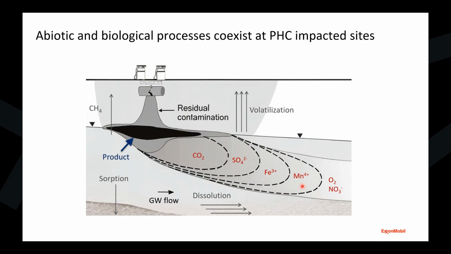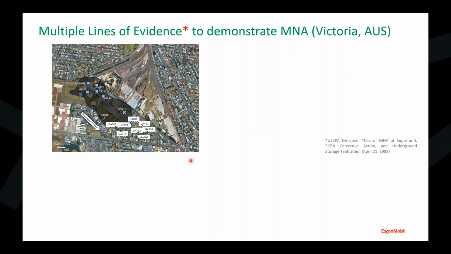And so, as you can see from this schematic picture, there are many different processes occurring at the same time. And because of that, we use multiple lines of evidence to assess MNA at contaminated sites. So I will go into the details of this site later in the presentation, but really this is just to give you an idea of this site in Victoria, Australia. Here there is the contamination plume, and the orange star is where the contamination started. And then if you see the groundwater flow, basically as we saw before, it moves the plume in the direction of the flow.